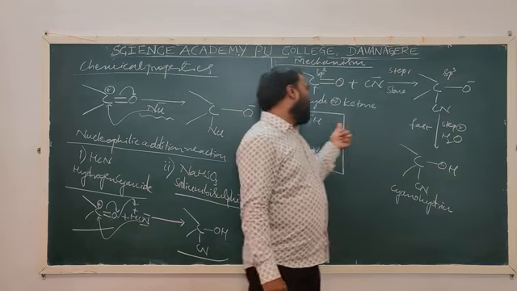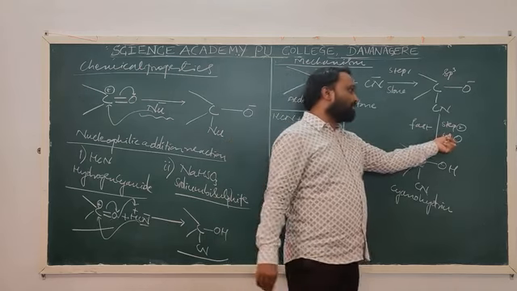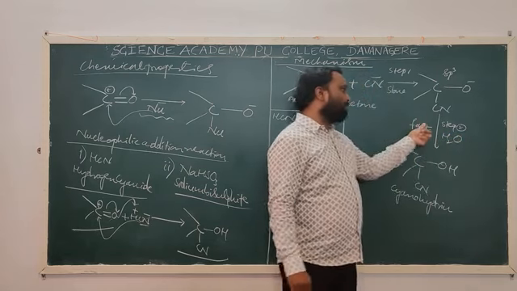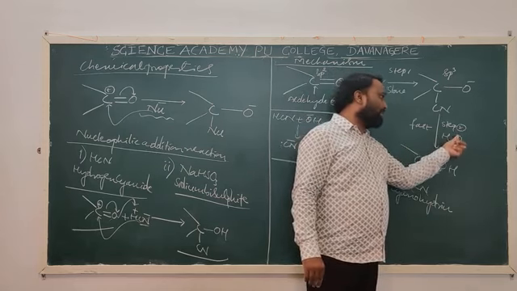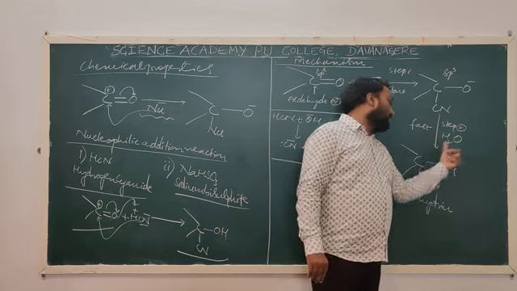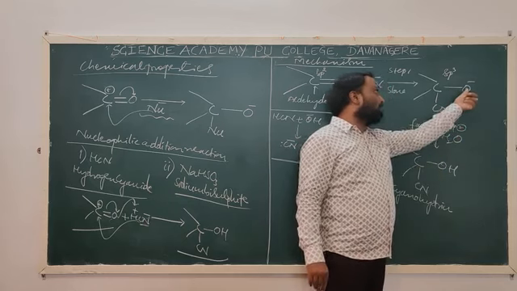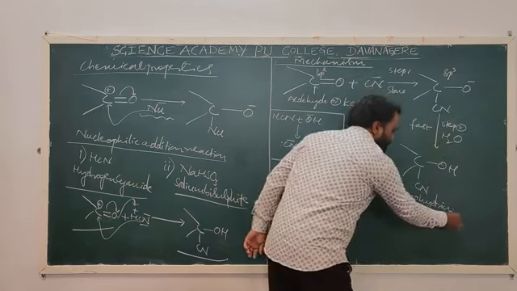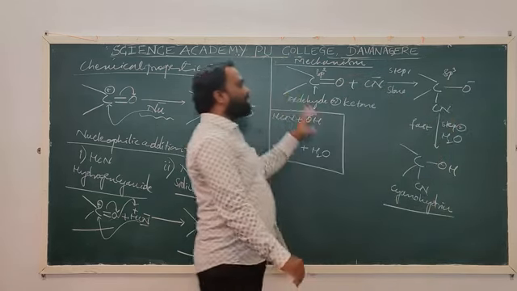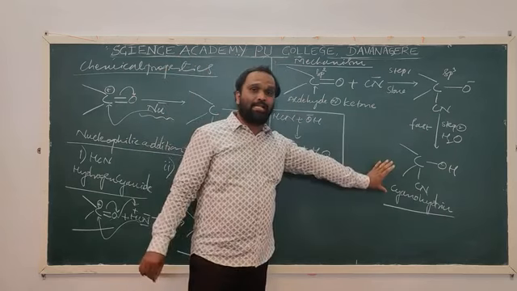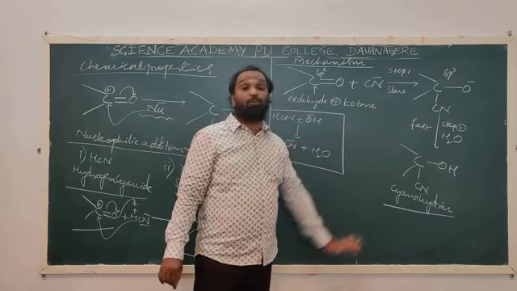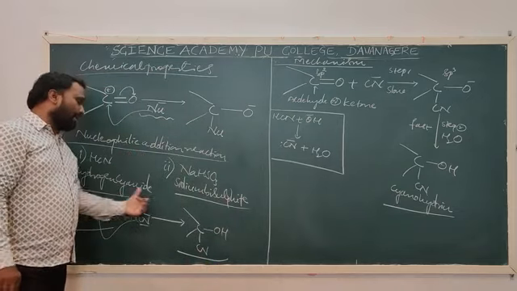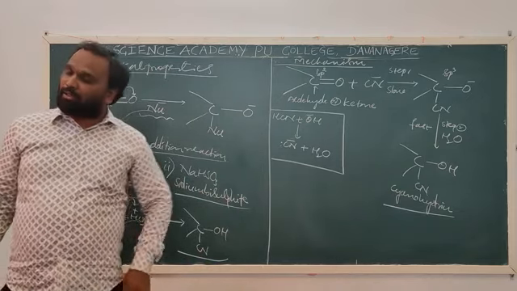Then comes the attack of the proton present in H2O. That is the second step: the attachment of this H plus to the O minus. It gives the corresponding cyanohydrin. So this is a very important mechanism. They will ask it for 2 marks: write the mechanism of addition of hydrogen cyanide to a carbonyl compound.